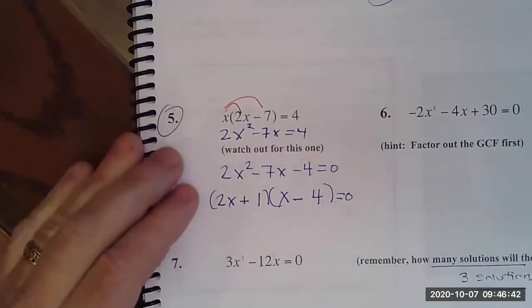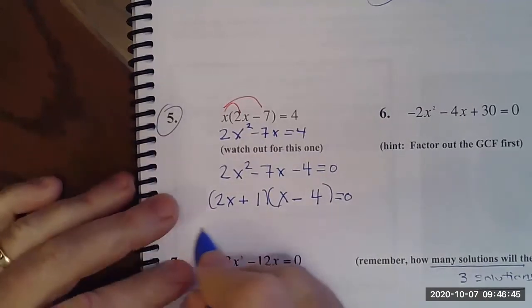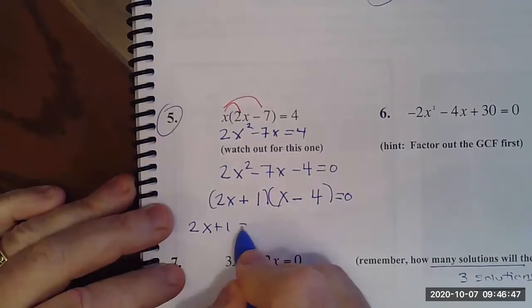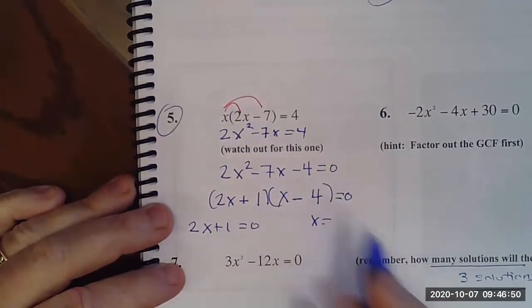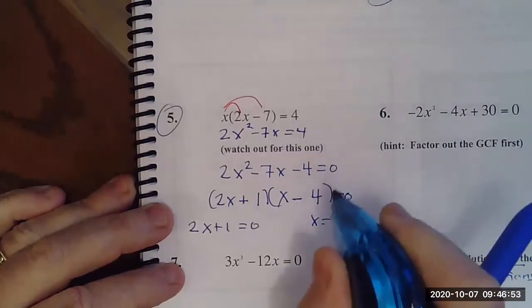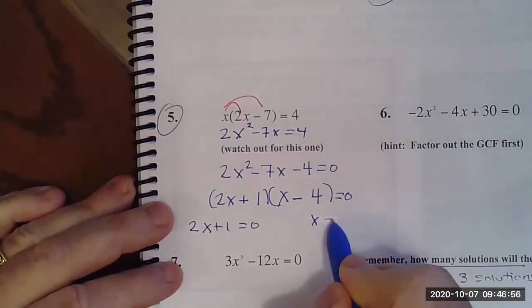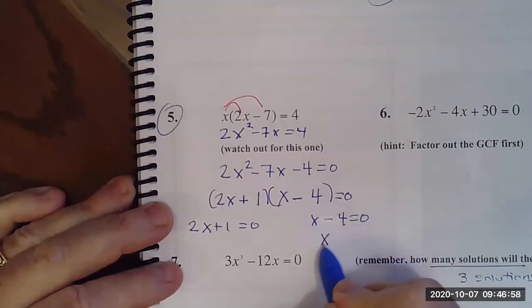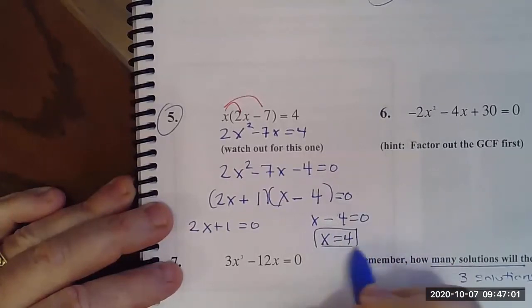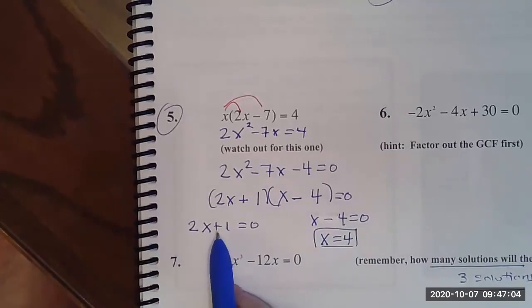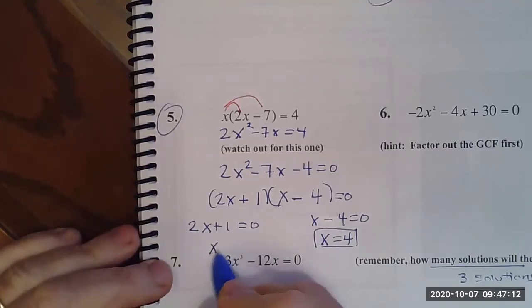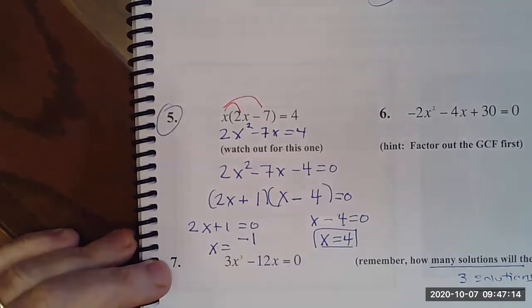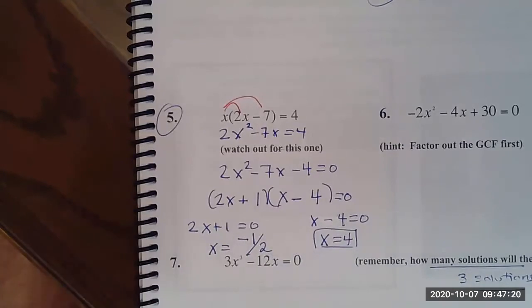And then you take each piece and set it equal to 0 and finish up the problem. So you take 2x plus 1, set it equal to 0. X subtract 4. This one's easy. X equals 4. Okay, how do I get the x by itself? 2 steps. You subtract 1, and then you divide by 2. So x is negative 1/2.